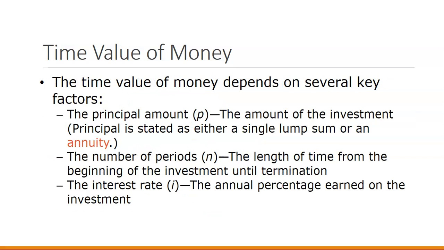We need a lot of information to create this. First, we need to know what the principal amount is for a single lump sum, the amount of the investment that we're paying out. Then we need to know the number of time periods from the beginning date of the investment until the investment ends. What's the life of this investment? And then we need to know the interest rate, so the annual percentage earned on the investment.